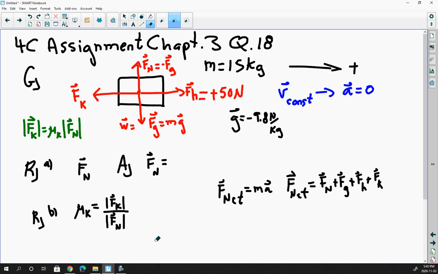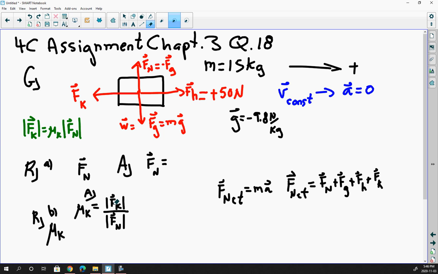Next, the required for part B is they want us to calculate mu k. And the analysis is right here. Is there an equation with the coefficient of kinetic friction in it? Yes, it's this equation right here. So all I've done is I've taken this green equation and rearranged it and put it in my analysis portion of GRASS. So if I want to calculate the coefficient of kinetic friction, in the denominator there is the normal force. Do I know what the normal force is? Yes, I do. I just calculated it in part A.